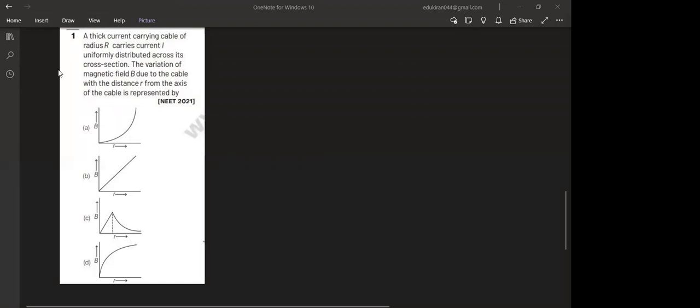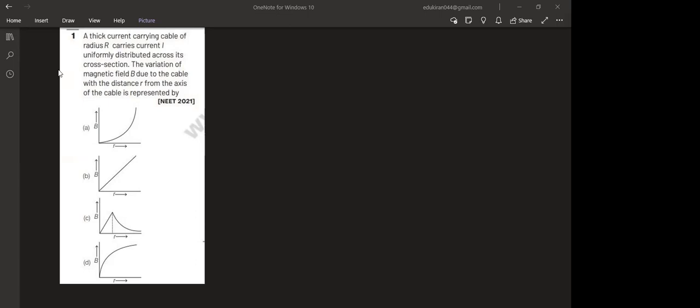See, for this particular question, yes, Marita, your answer is correct. You just have to remember two formulas, and then whether it's outside or inside, depending upon that, you can get your graph as well. Heather is also correct. The question says that a thick current carrying cable of radius R carries current I uniformly distributed across its cross section. So the variation of magnetic field B due to the cable with a distance r from the axis of the cable, that we have to write down.